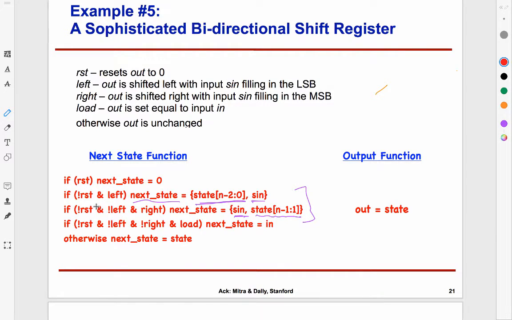And likewise, if it's not reset and not left, but it is right, we do it the other way around. And otherwise, oh yeah, I forgot the load. If there is a load, then we just load in, which is an n-bit entity, onto the register. And in the otherwise case, we leave it unchanged. And out is state. So I have n-bit quantities, which are in and out, I have a 1-bit quantity, which is SIN, and then I have these control signals which are telling what to do.